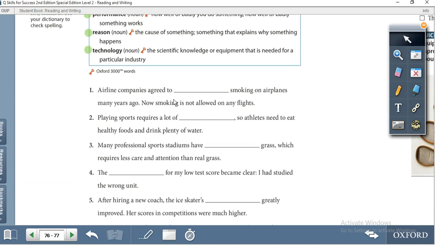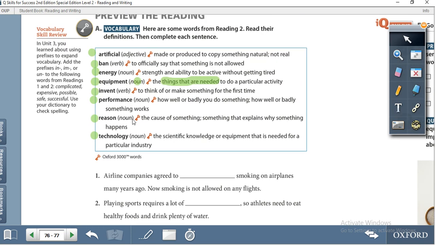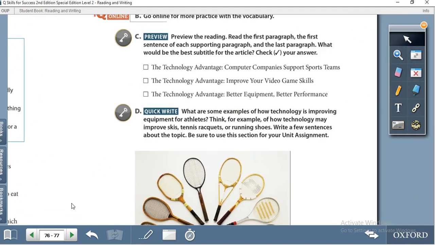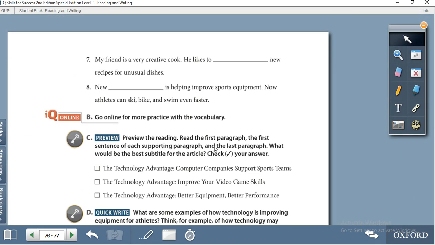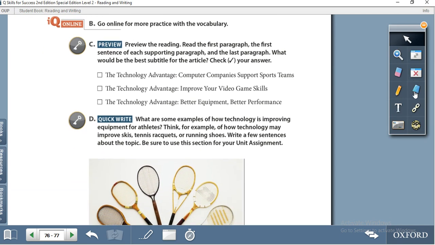So you have to read these sentences and fill in the blanks with the appropriate word from the given box. For example, the first one: airline companies agreed to ban smoking on airplanes many years ago. Now smoking is not allowed. Something is not allowed means what do you think? It is ban. So the same is the case with the other sentences. You have to finish this exercise, share the answers with your teacher, and ask your teacher to show the answer key. Review the reading, and when you finish it, we will move to activity B.